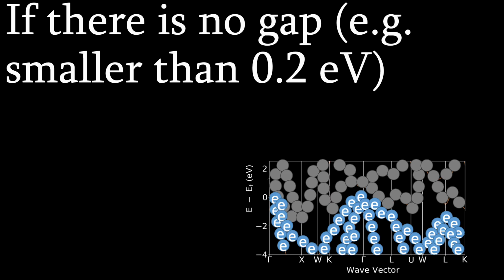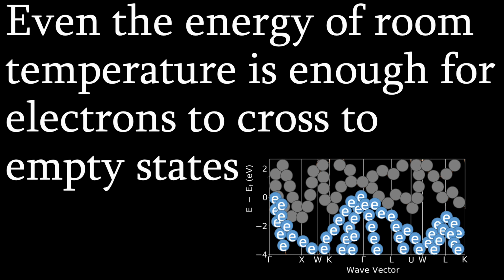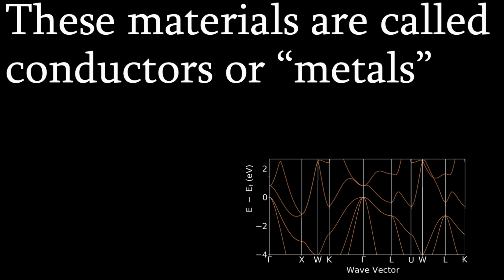If there is no gap, for example, a gap smaller than 0.2 electron volts, even the energy of room temperature is enough for electrons to cross to empty states. These materials are called conductors or metals, and are characterized by easy conduction of electrons.